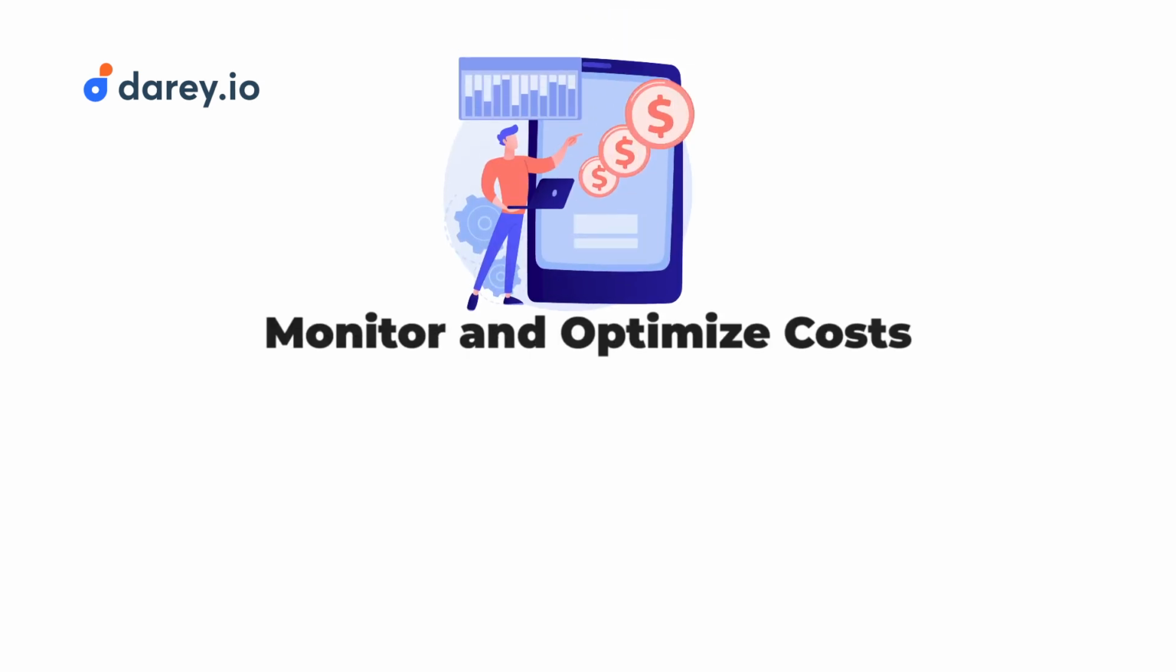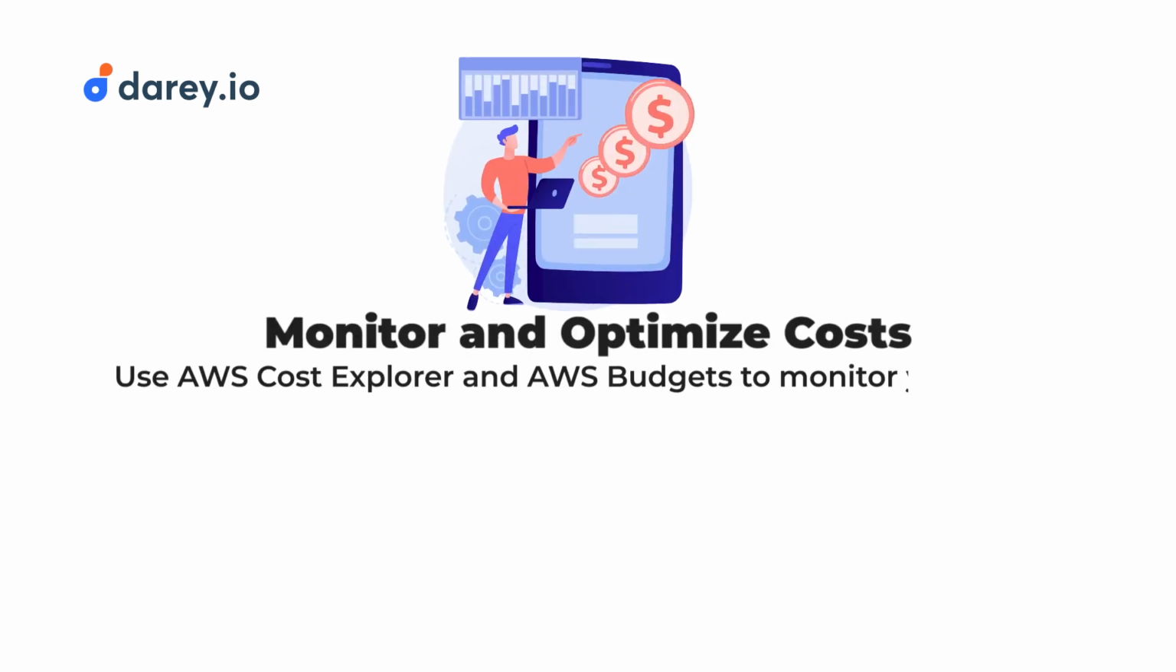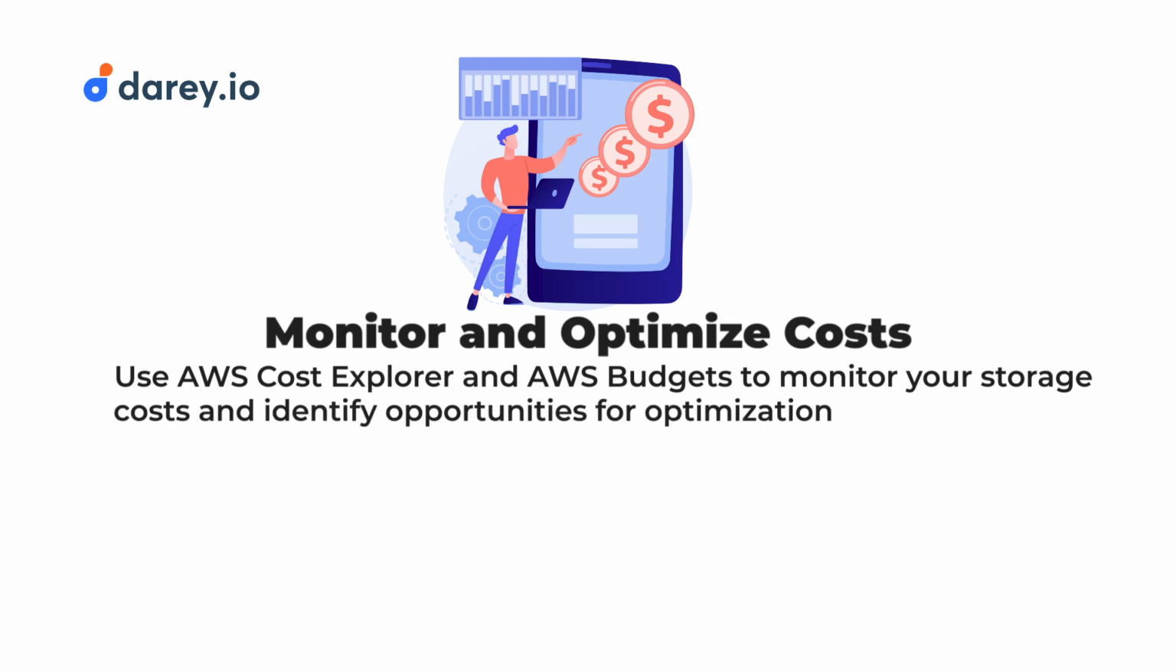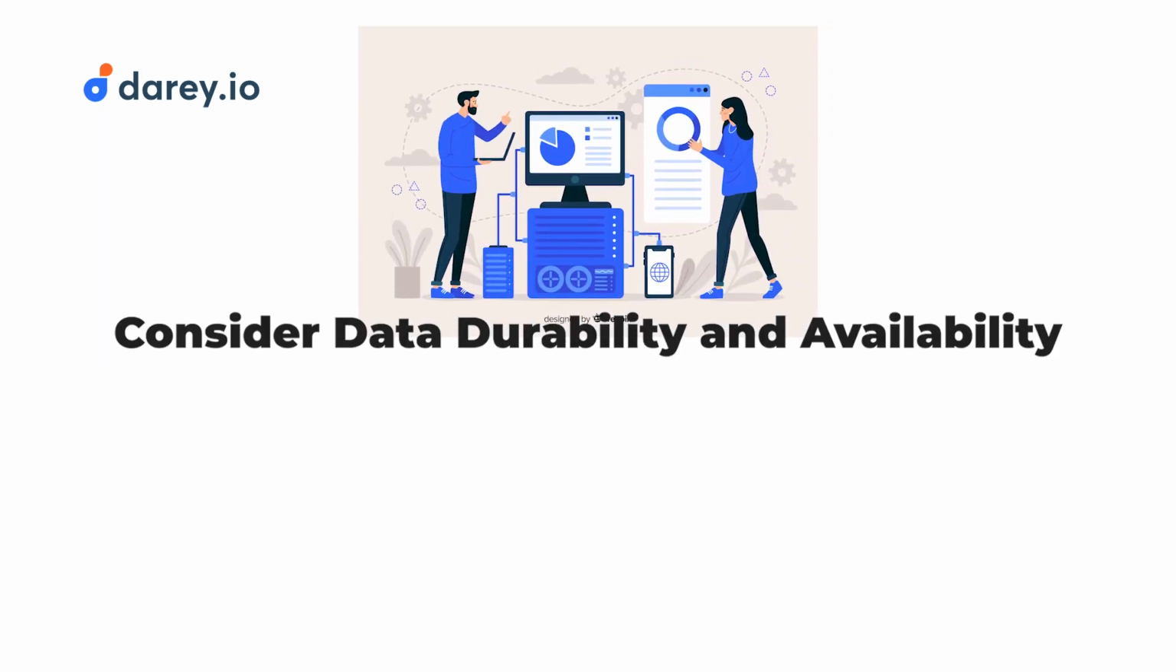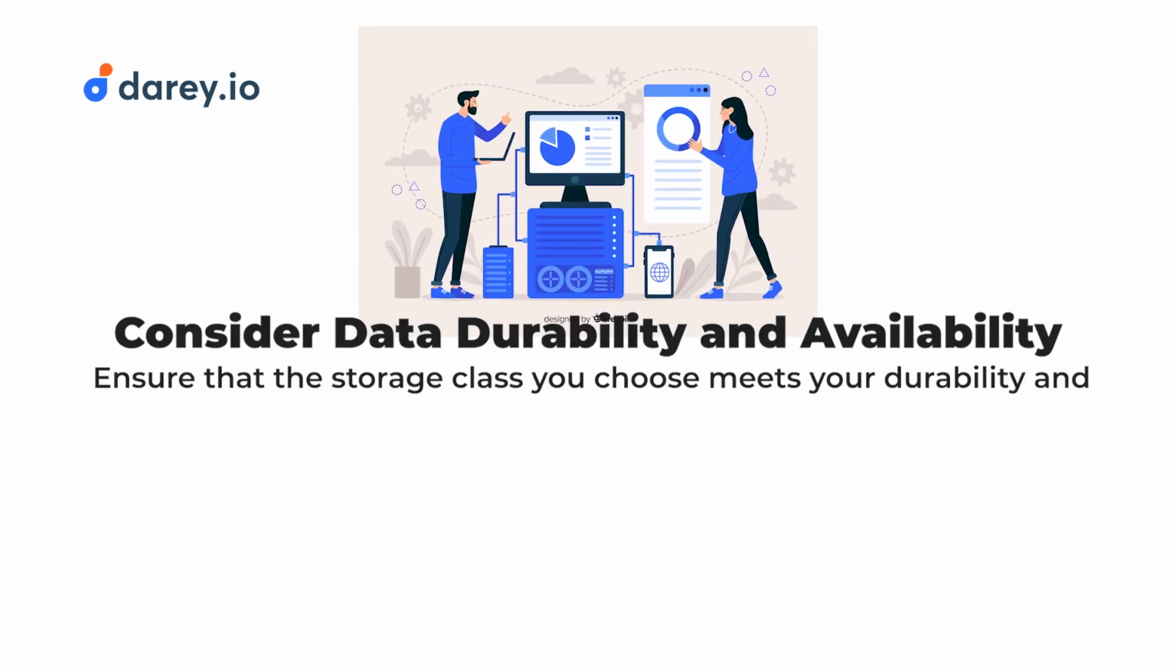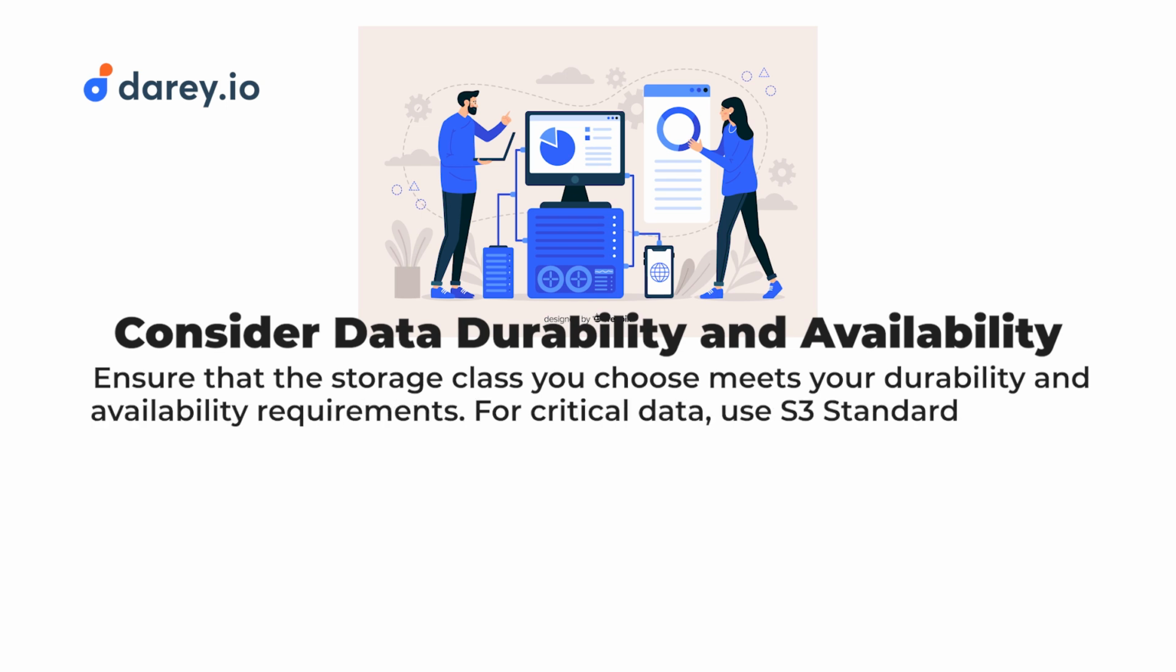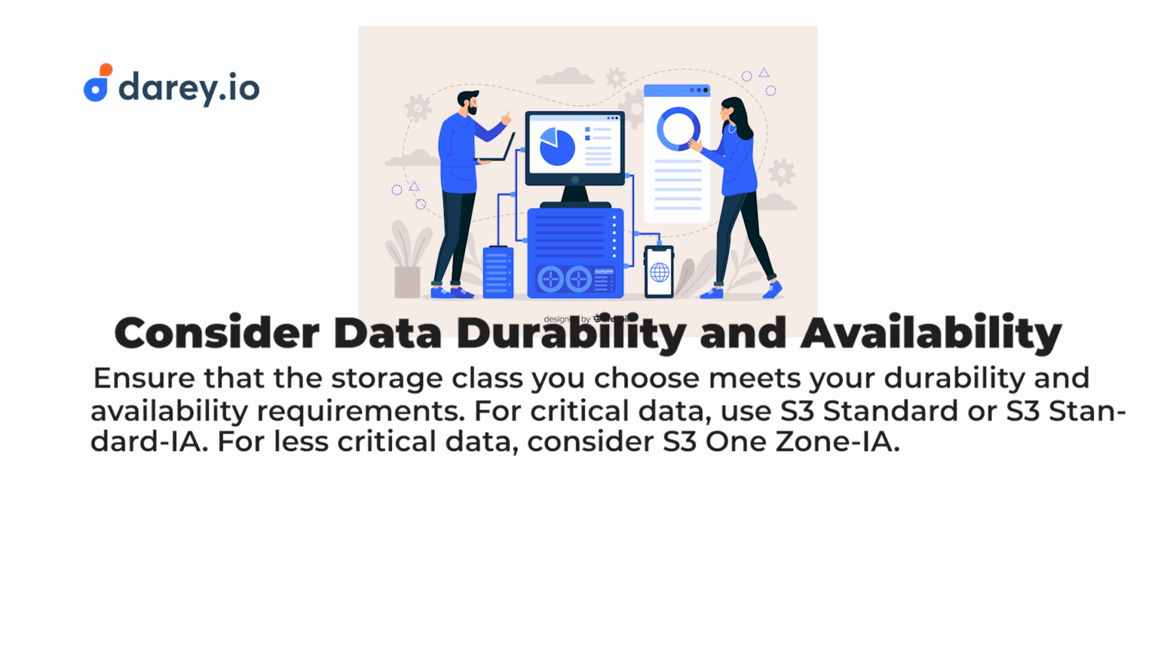Monitor and optimize costs. Use AWS Cost Explorer and AWS Budgets to monitor your storage costs and identify opportunities for optimization. Consider data durability and availability. Ensure that the storage class you choose meets your durability and availability requirements. For critical data, use S3 Standard or S3 Standard IA. For less critical data, consider S3 One Zone IA.